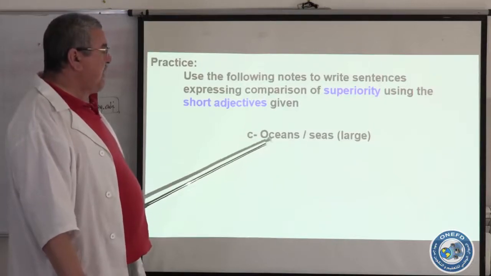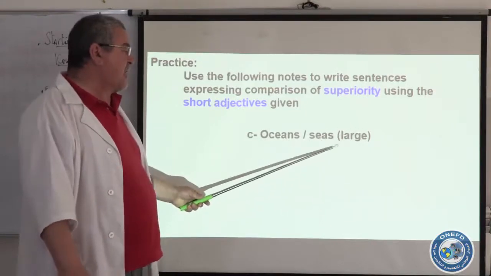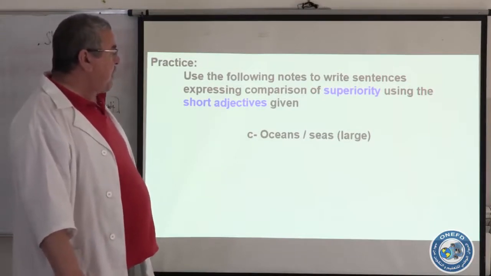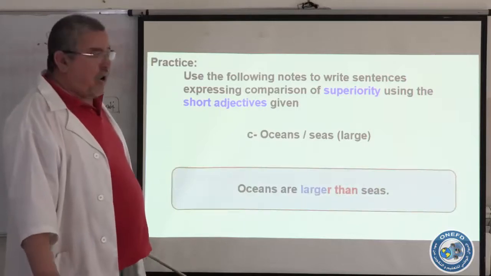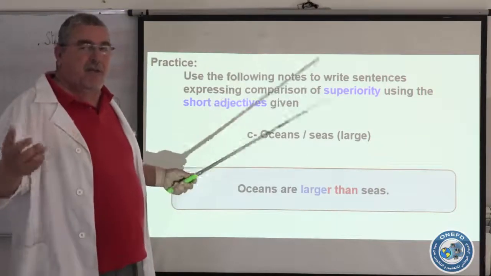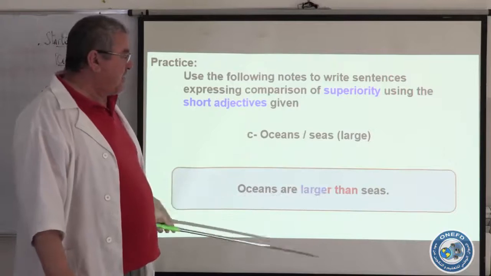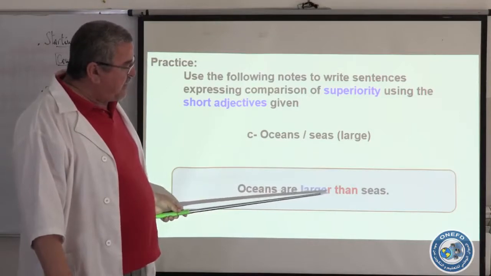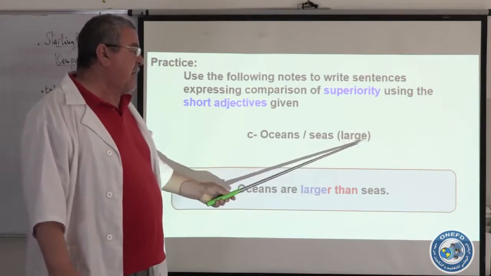See, we are comparing here oceans and seas in terms of dimension, large dimension. What will be our sentence here? Expressing superiority. You all know, of course, that oceans are much larger than seas. Oceans are larger than seas. You remark here that we simply add the R for large, because the E is already there.